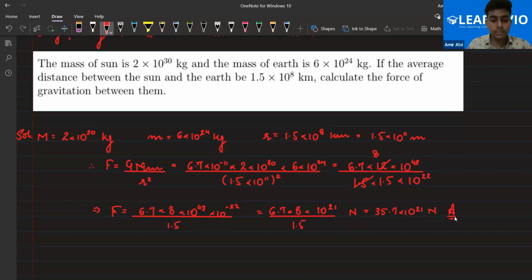See this thing. This is a very, very big force. That's why the Earth revolves around the Sun.